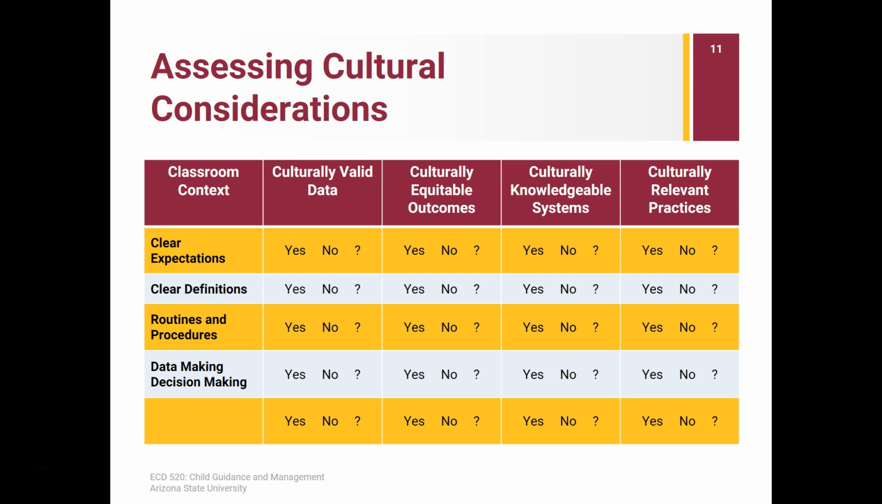There are many ways to assess culturally responsive practices. In terms of PBIS, we can examine factors of the context, which in this case is our classroom, and ask ourselves if we have clear expectations, if we provide clear descriptions and definitions of behaviors, if we teach effective routines and procedures, and use data to make decisions. These questions are all asked in terms of culturally valid data, equitable outcomes for all students, assessing our own knowledge of culture, and implementing culturally relevant practices. The more times we are able to cross-reference these questions and answer yes, the more responsive our classroom is to the needs of our students.